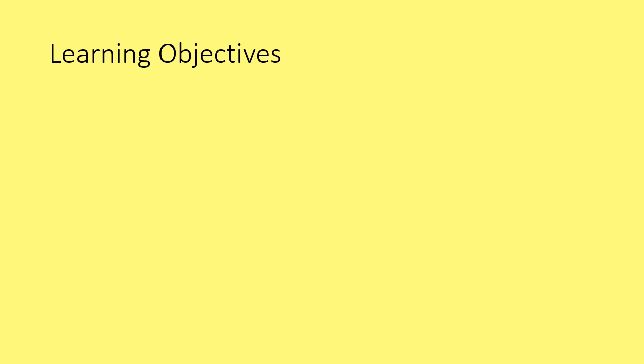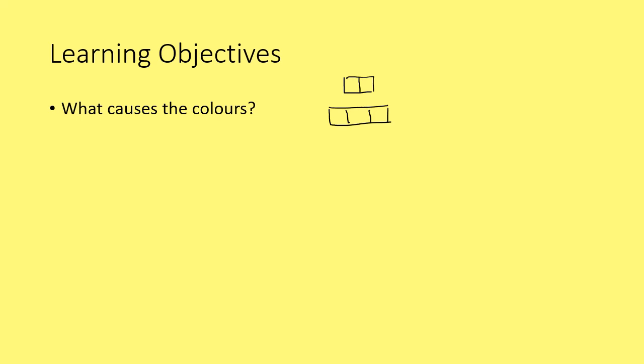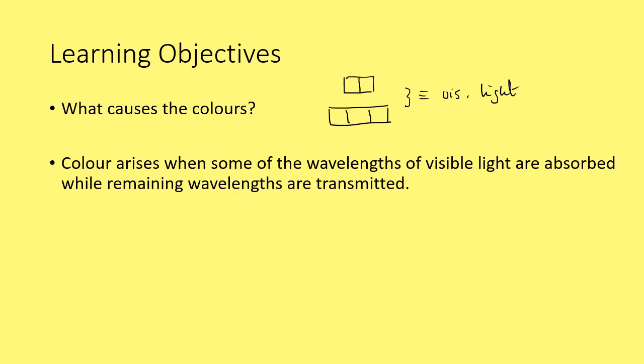So lastly, let's just check that we've covered off all our objectives. And firstly, what causes the colours? Well, we can summarize that for our memory purposes by drawing a little energy gap between the 3D orbitals, and that energy gap being equivalent to the energy in visible light. Okay, so that was the first thing, and colour arises when some of the wavelengths of visible light are absorbed, whilst others pass through and hit our eyeballs.